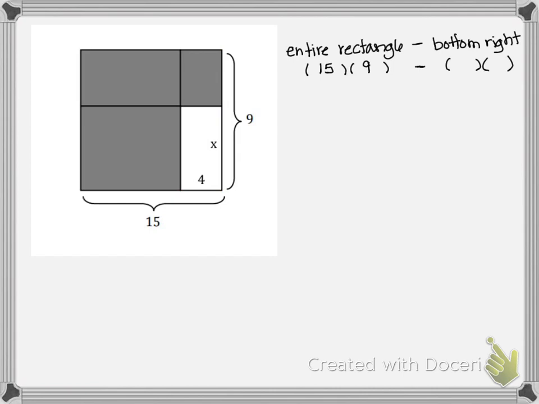So now we're looking at just the rectangle in the bottom right. The length from here to here is 4, and the width from here to here is x. Well, I don't know what 15 times 9 is, jeez. It's 90 plus 45 is 135, yeah. Minus 4x. So far, so good?